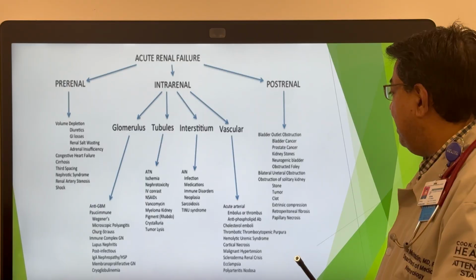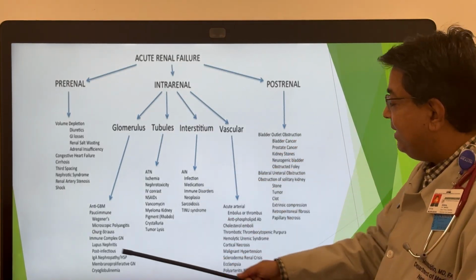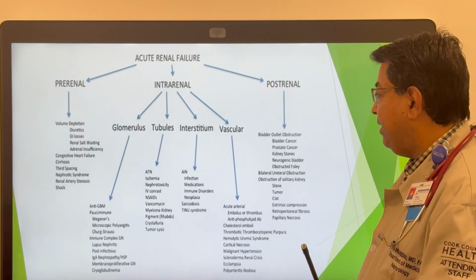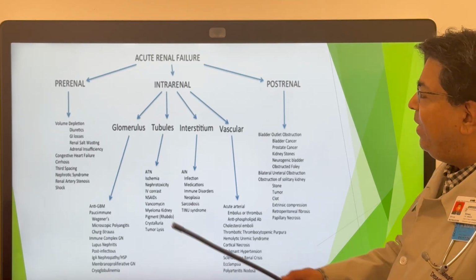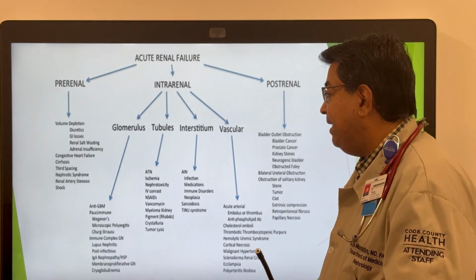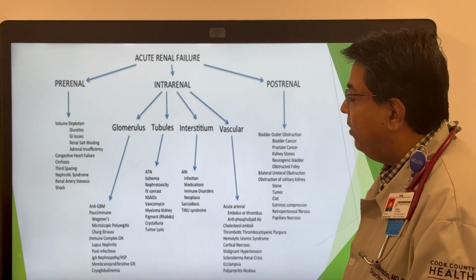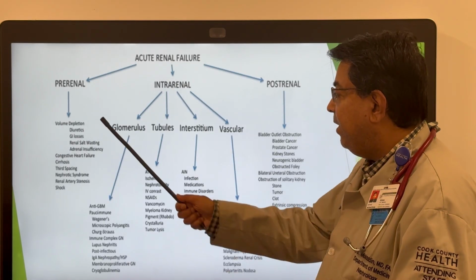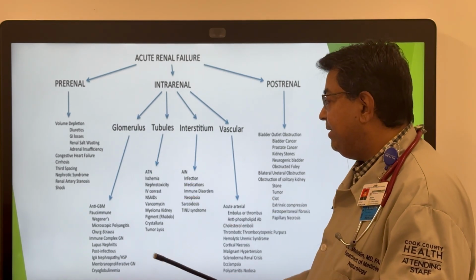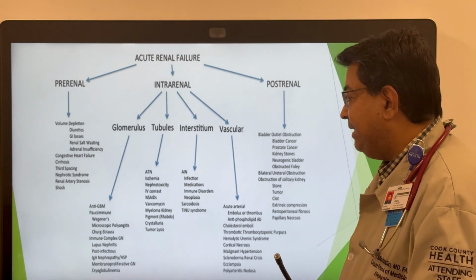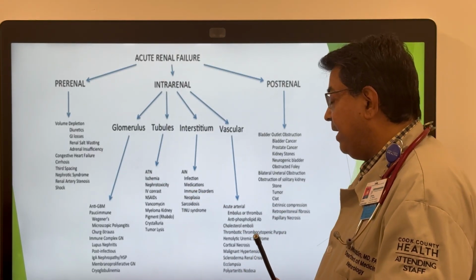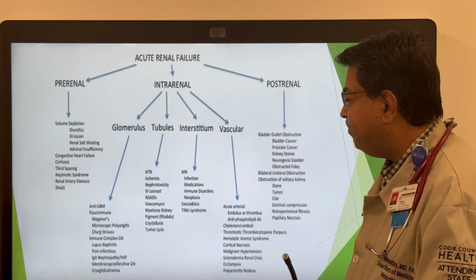These are all the different things that should run through your mind as you're evaluating a patient with acute kidney injury. Pre-renal etiology is by far the most common etiology that you will see in the clinical setting. And we all know that you will see patients with volume depletion, whether it's because of overdiuresis, GI losses, or even renal salt wasting, or adrenal insufficiency, which is also a cause for pre-renal azotemia.